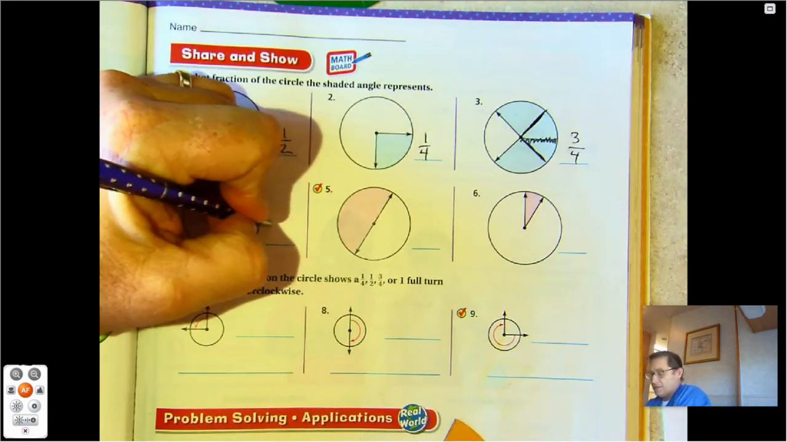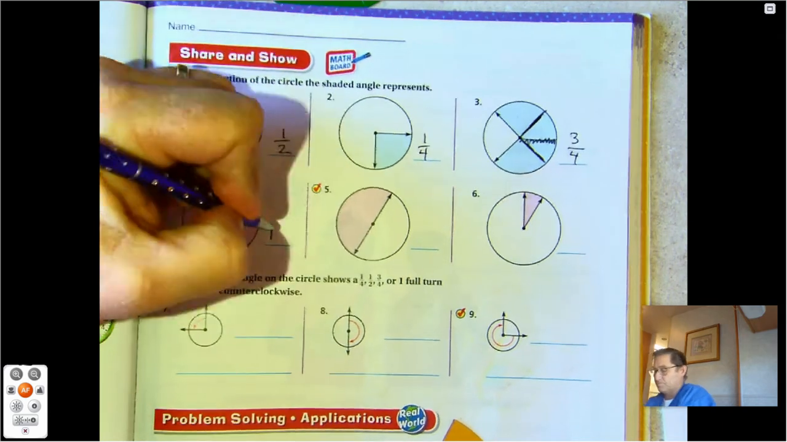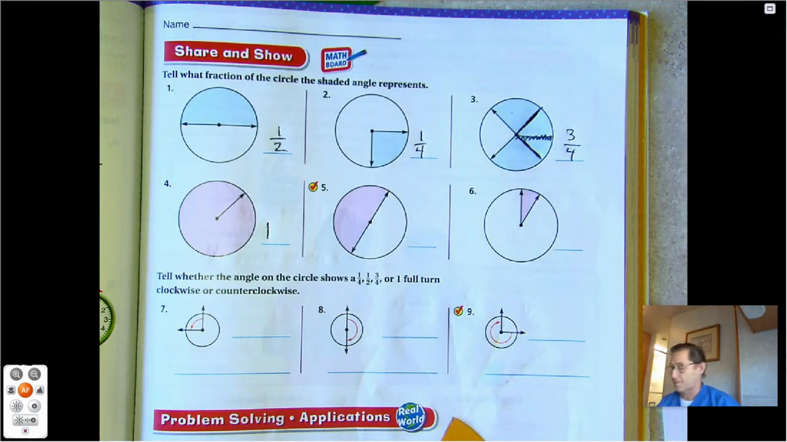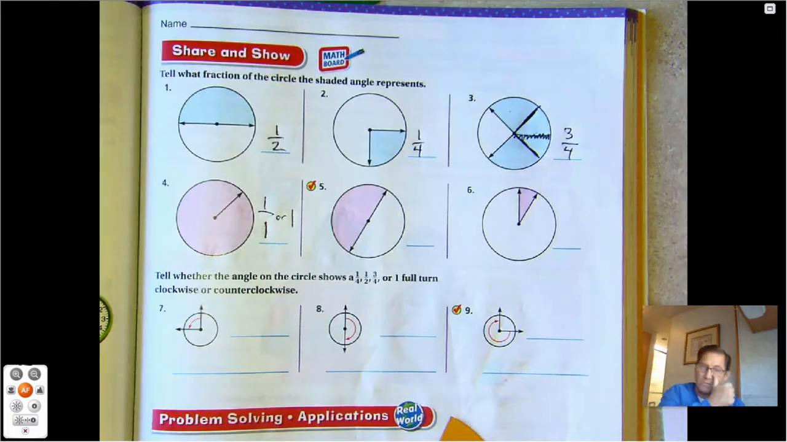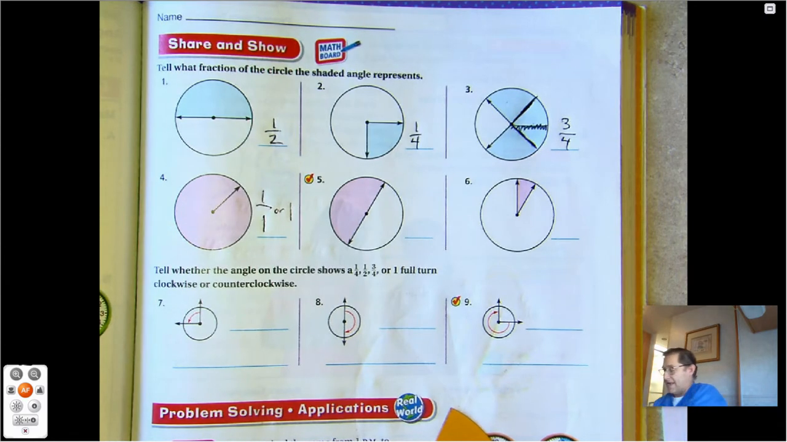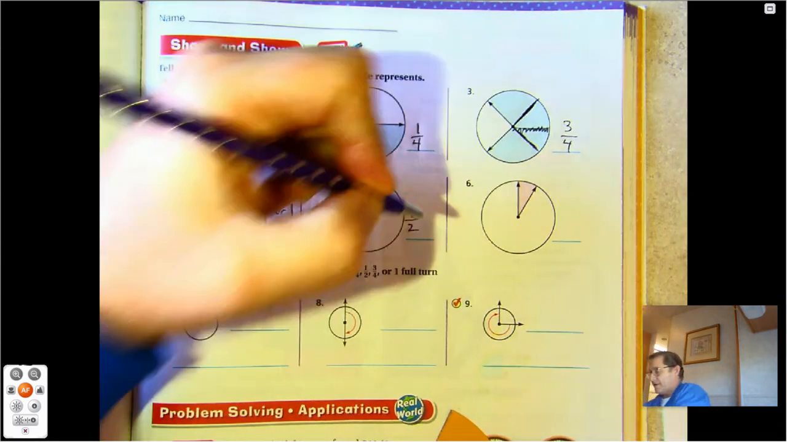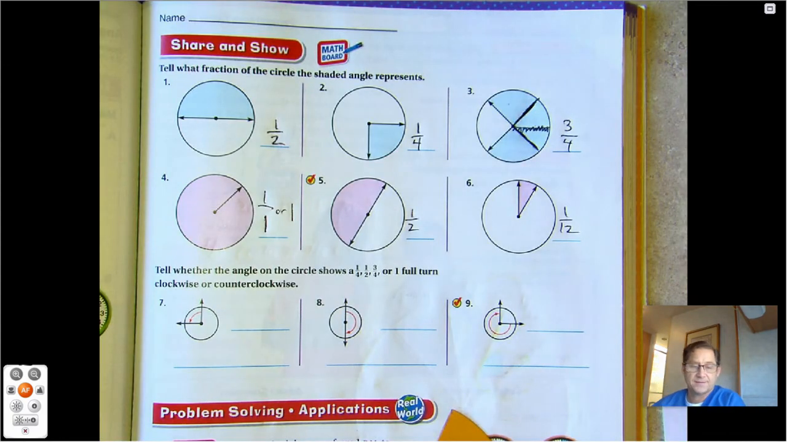4 is just 1 full turn. So just 1. I guess if we're writing it as a fraction, we could say 1/1. Number 5 is half. And number 6 is 1/12.